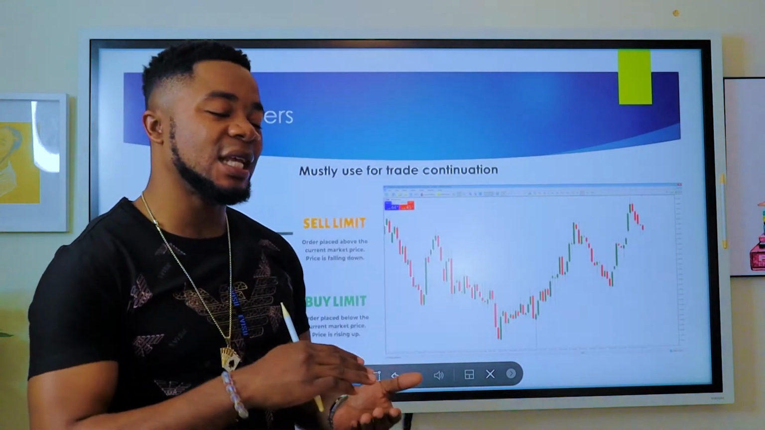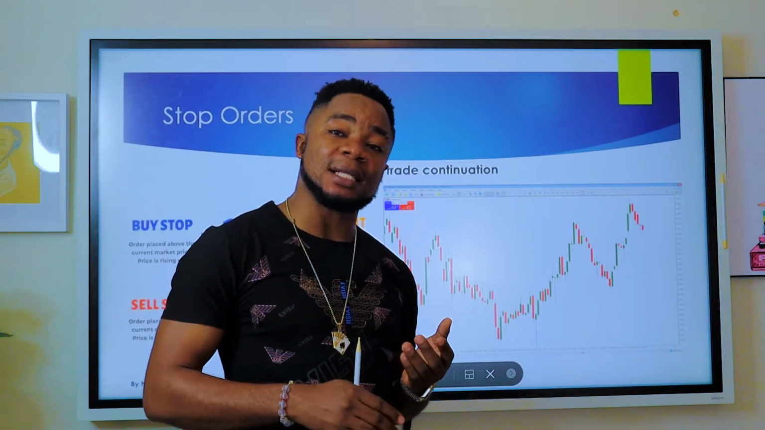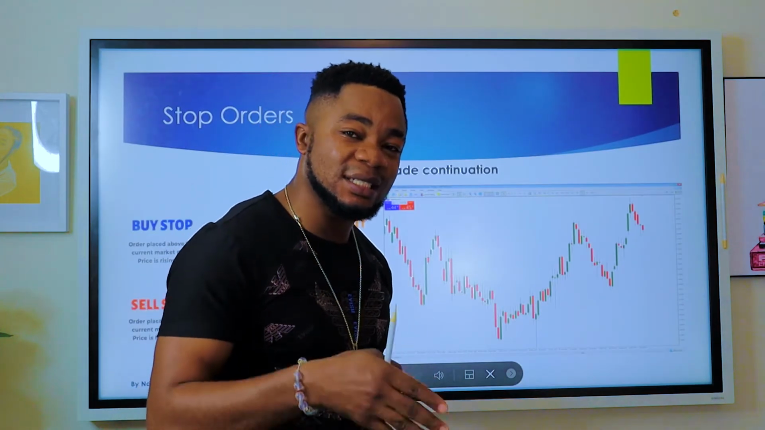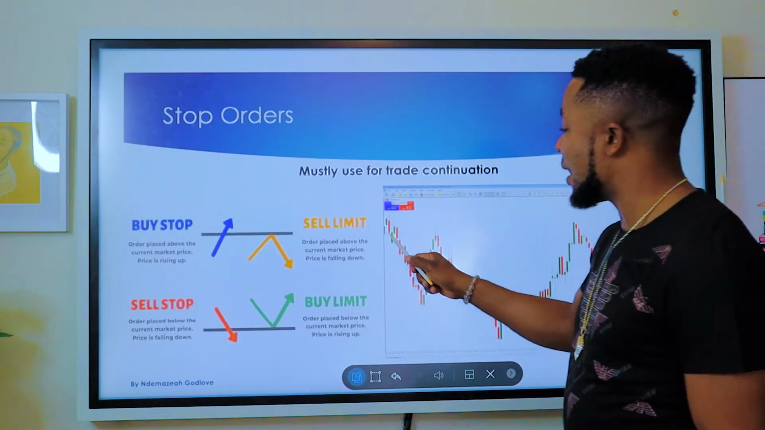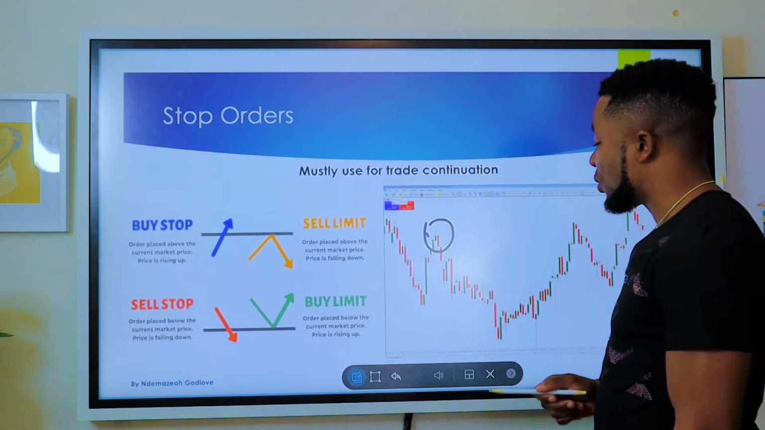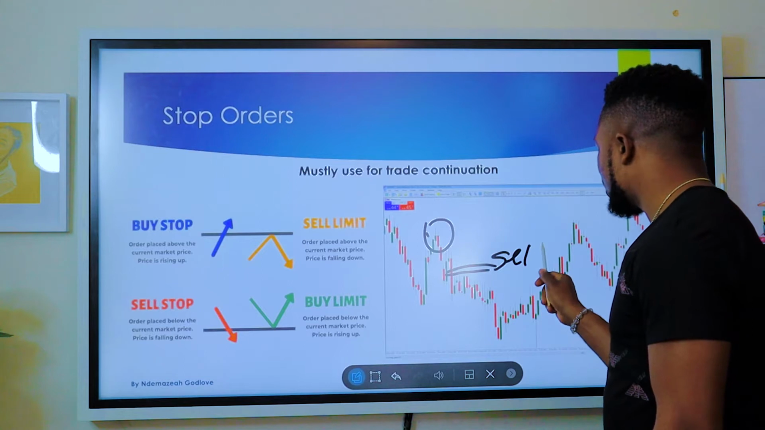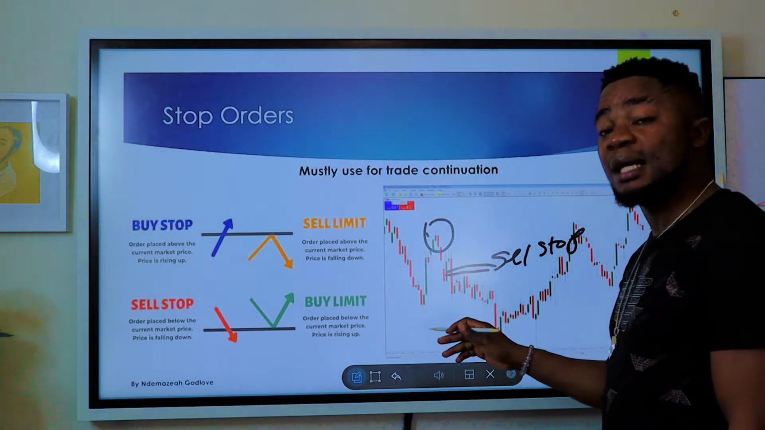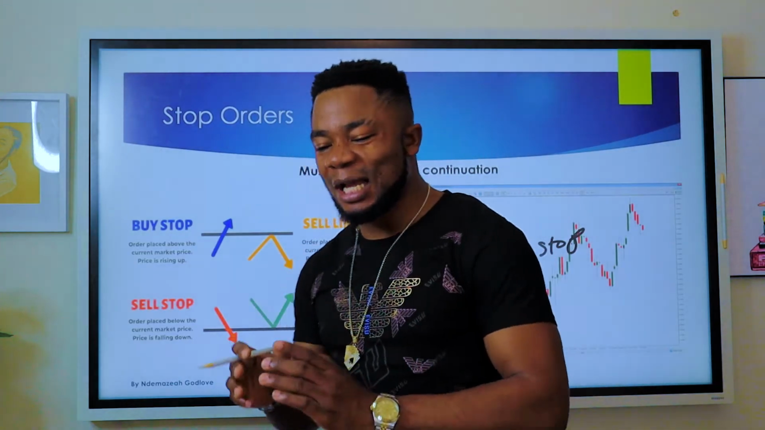A sell stop is just a future order which is placed below the current market price, which gives an order to the market to jump into the current sell trend once the market gets to that particular level. So let's just assume the current market price was somewhere here, and you knew very well that there's a potential for this market to keep going down, but you wanted to jump in at this particular level. So what you put here is a sell stop. And with that sell stop, immediately the market got here, the sell stop was triggered and the market keeps going down. So buy stop and sell stop are used for trend continuation.